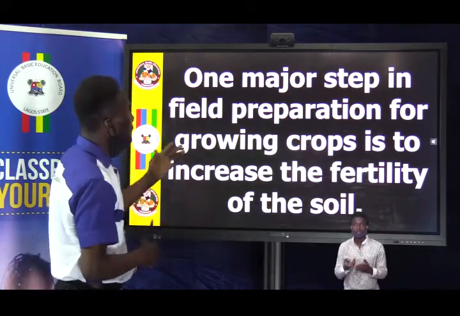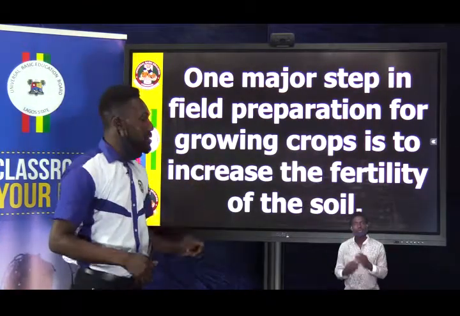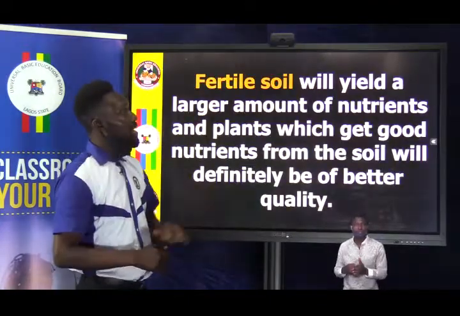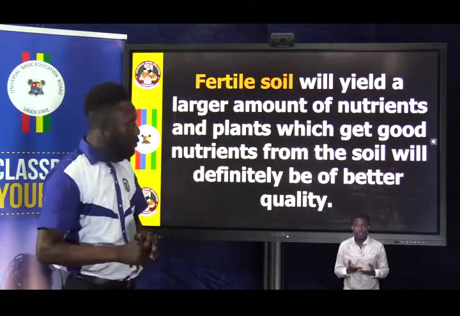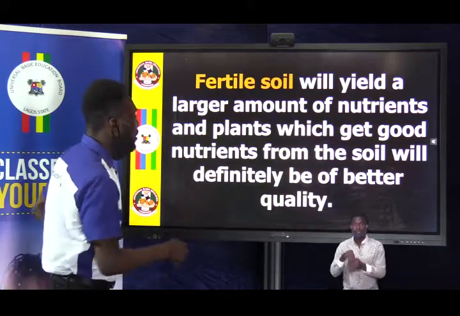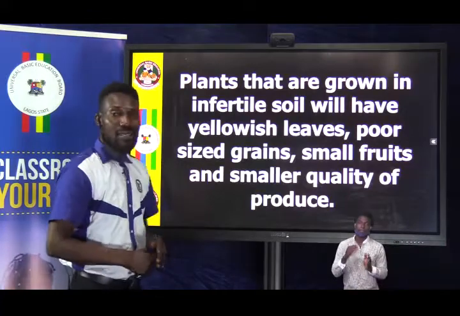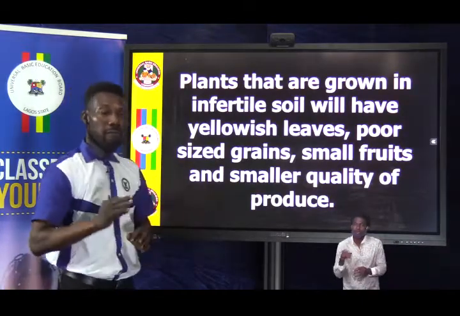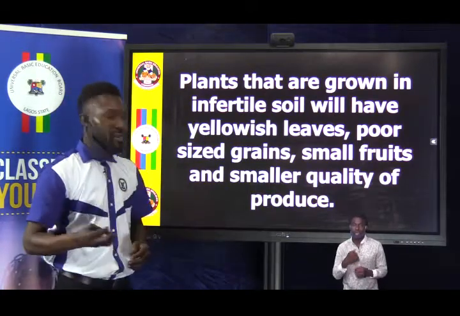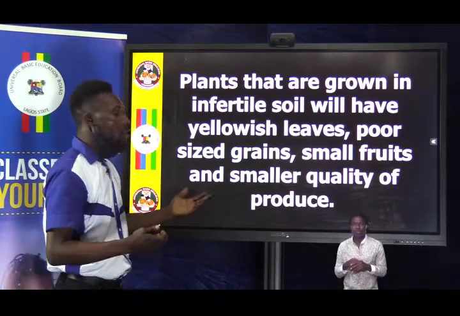One major step in preparation for growing crops is to increase the fertility of the soil. Fertile soil will yield a larger amount of nutrients, and plants which get food nutrients from the soil will definitely be of better quality. Plants that are grown in infertile soil will have yellowish leaves, poor sized grains, small fruits, and smaller quantity of produce.